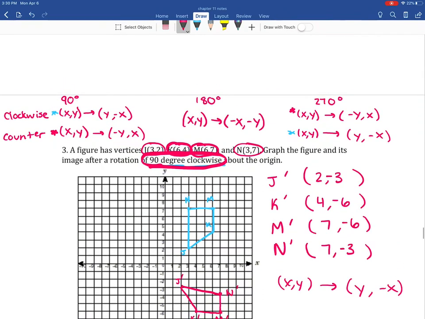So you're going to use these rules quite a bit. I will give them to you if needed on the test, but they are here. They're also on page 529.